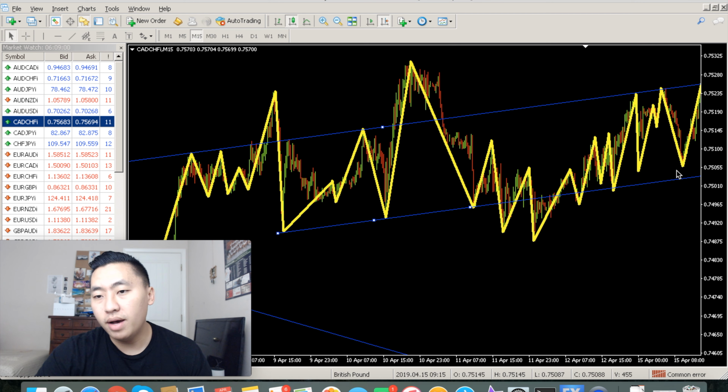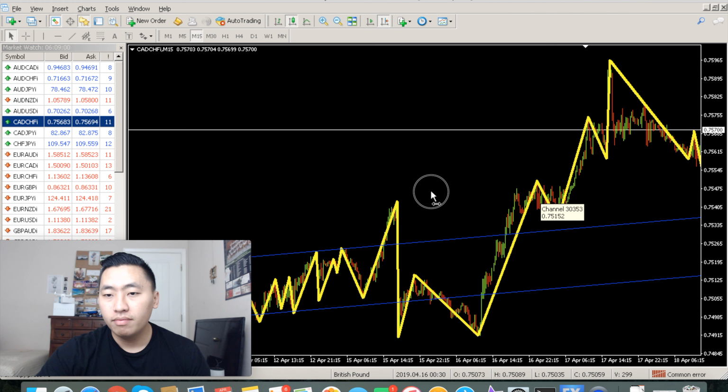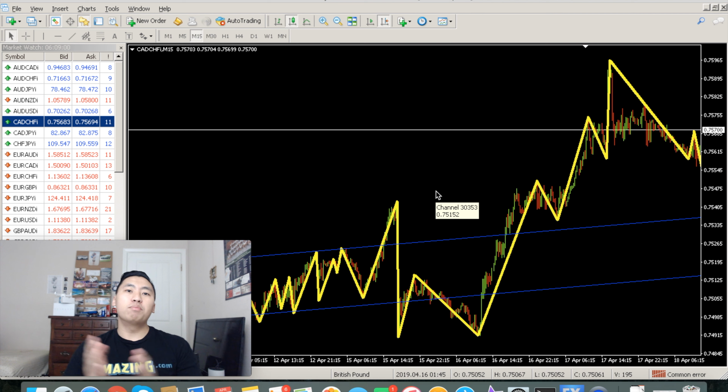You guys just look for that, and you look for the tops and the bottoms using the zigzag, and basically it helps you guys identify the trend easier, and it helps you improve your trading.